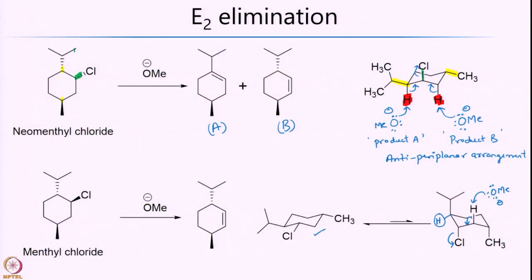So, a consequence of this is that the neomenthyl chloride, in which the most stable conformation has two hydrogens which are anti-periplanar with respect to the chloride, reacts roughly about 40 times faster compared to the menthyl chloride, in which the favorable conformation does not have an anti-periplanar arrangement. So, in essence what we are trying to say is that in an E2 elimination, the stereochemistry or the arrangement of the leaving group and the hydrogen on which the base attacks is very critical, and that dictates the ratio as well as the regiochemistry of the product which one observes.